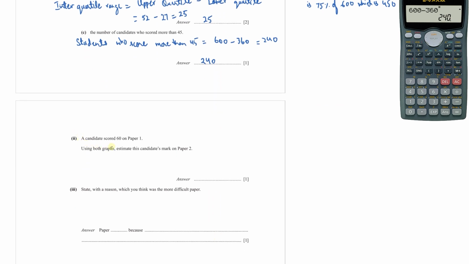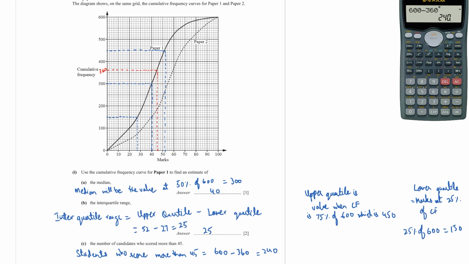Part 2 is a candidate scored 60 on paper 1. Use both graphs to estimate this candidate's mark on paper 2. So 60 in paper 1. Let's see what the cumulative frequency value is when the marks value is 60. So 60 is this line. So this is 60, and the x value is in the middle here. Sorry, the y value is this.